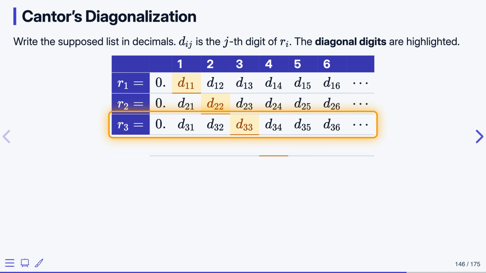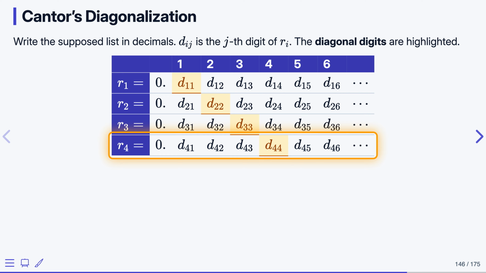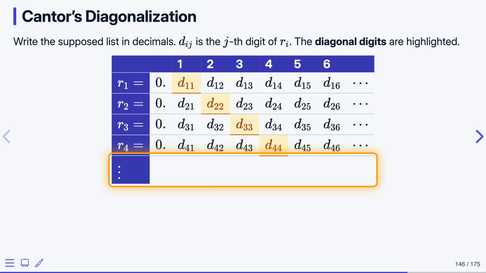Line 3. The third number highlights its third digit, D33. Line 4. The fourth number highlights its fourth digit, D44. And the list goes on forever. The rule for the labels is simple. Dij is the jth digit of the ith number. The highlighted cells run down the diagonal of the table. On the next slide, we use just those diagonal digits.